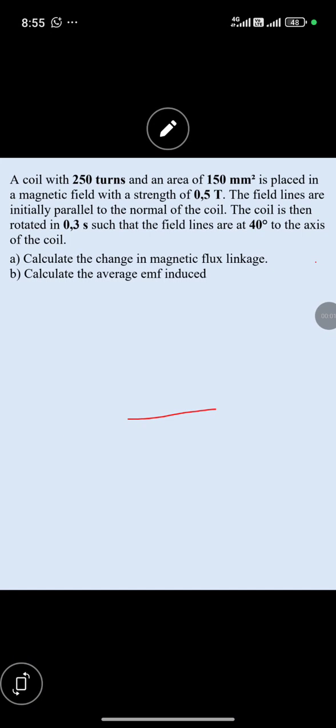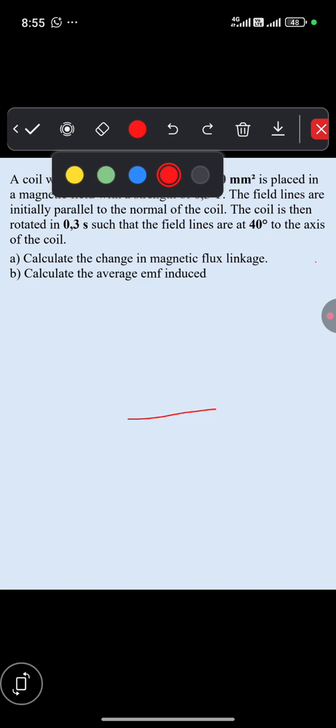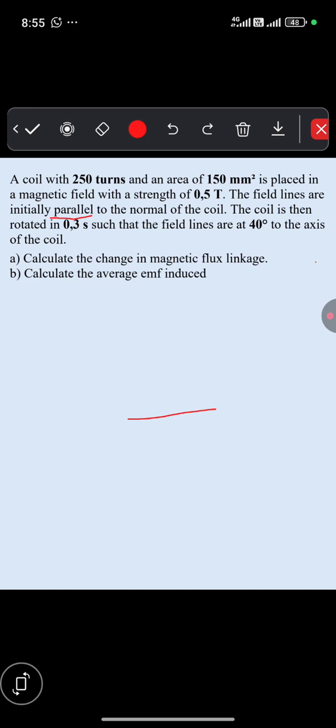Let's look at this one here. We say a coil with 250 turns, and the area of that, is placed in a magnetic field of that strength. Then the field lines are initially parallel to the normal. The coil is then rotated in 0.3 seconds such that the field lines are at 40 degrees to the axis of the coil. Calculate the change in magnetic flux.